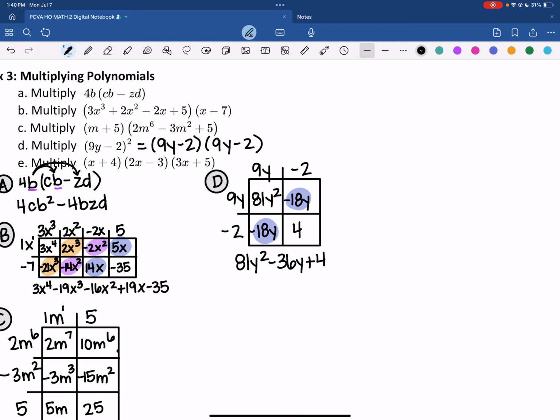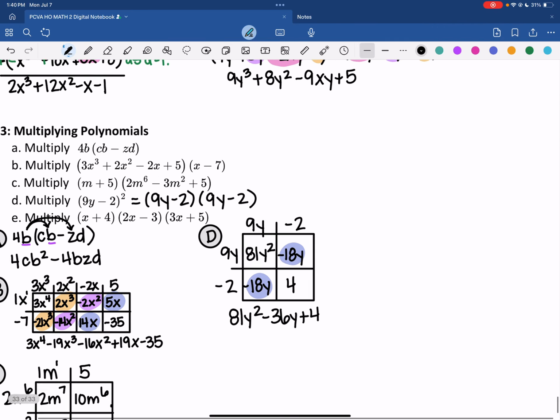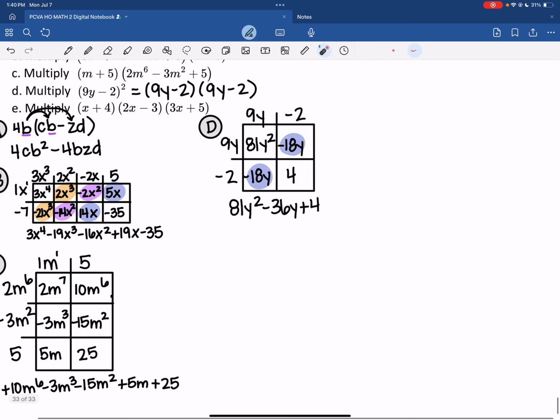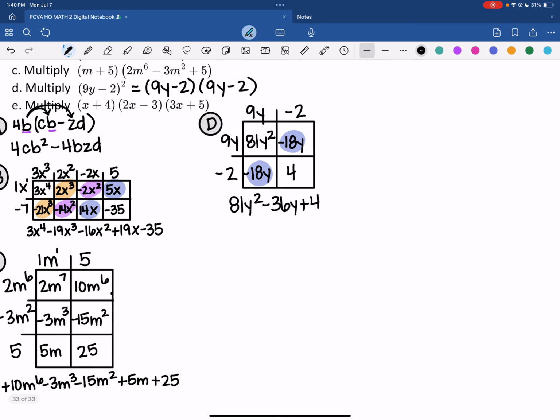All right, and then of course, what happens when we have more than one set of parentheses? So if you notice right here, I have 3 parentheses that I need to multiply together. Well, you can't do it all at one time. So what you need to do is pick 2 of them, multiply them, and then once you get that polynomial, you'll take that polynomial and multiply it by the third.